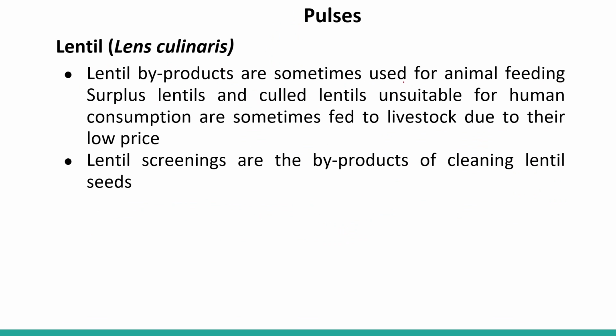Lentil byproducts are sometimes used for animal feeding. So sometimes its byproducts are also used for feeding our livestock. Surplus lentils, called lentils unsuitable for human consumption, are sometimes fed to our livestock due to their low price. So that is surplus lentil when it is not consumed by humans.